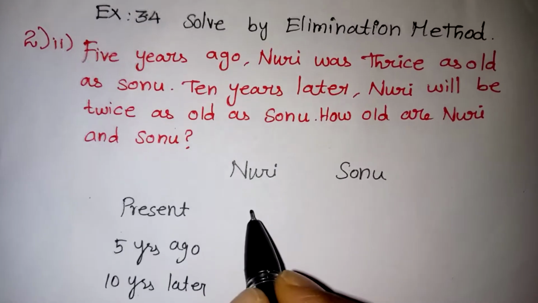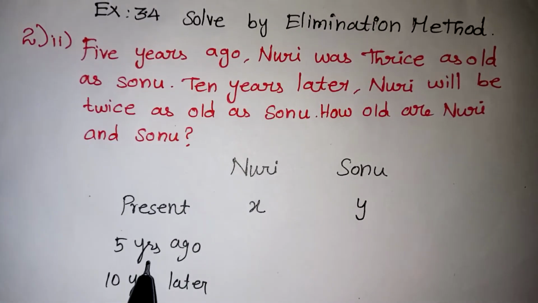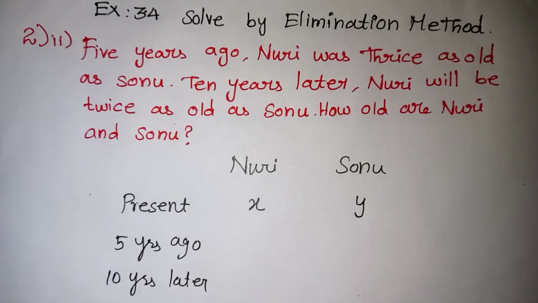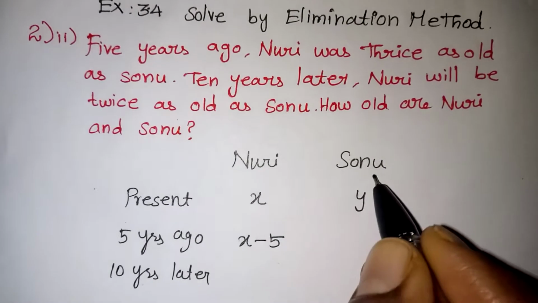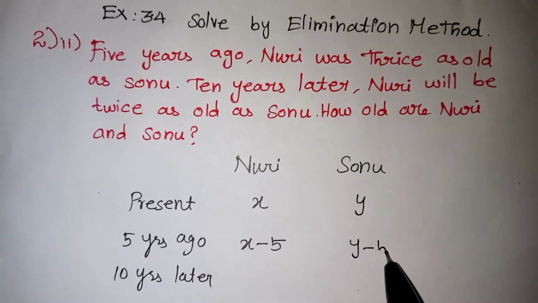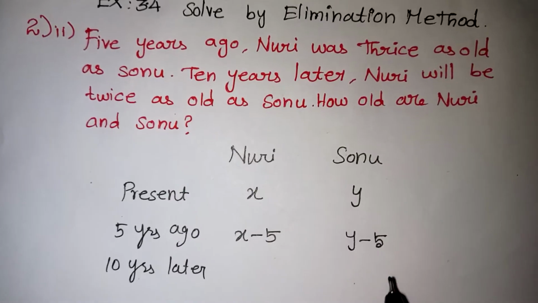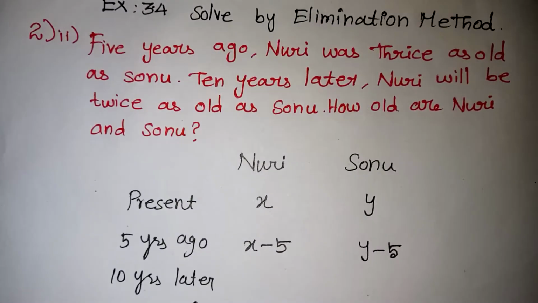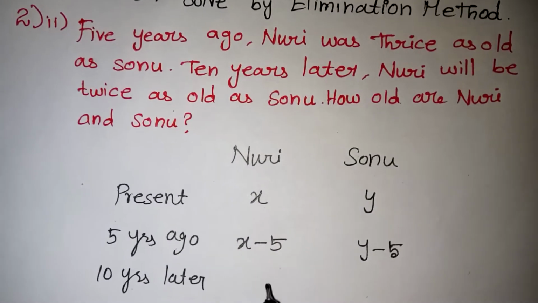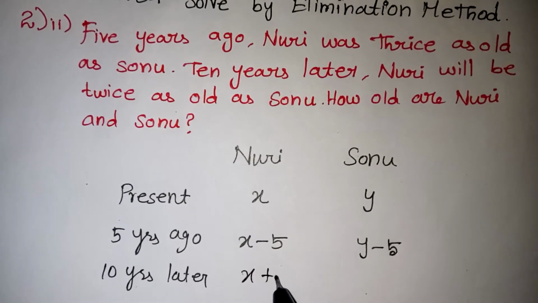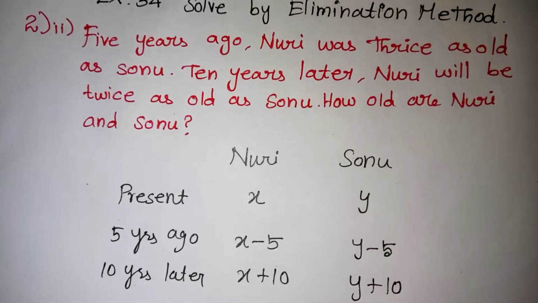Let us take the present age of Niru as X and Sonu as Y. Five years ago, they will be less 5. So 5 years ago, Niru was X minus 5 and Sonu was Y minus 5. Ten years later means after 10 years. Now they are X and Y years old, so after 10 years Niru will be X plus 10 and Sonu will be Y plus 10. These are all the three cases given in the question.